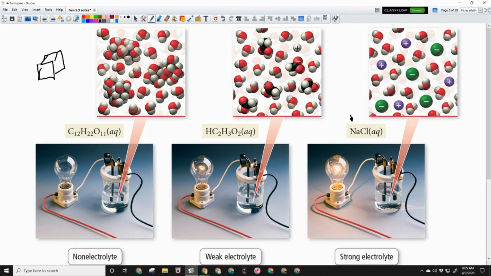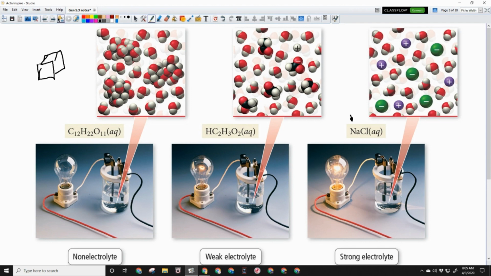Now, again, in a weak electrolyte, most of them stay together. Occasionally, you'll have one that splits apart. And in a strong electrolyte, every single one of them will dissociate. And we can see here the light bulb is very bright. So that's a strong electrolyte. So that's what's happening on a molecular level.